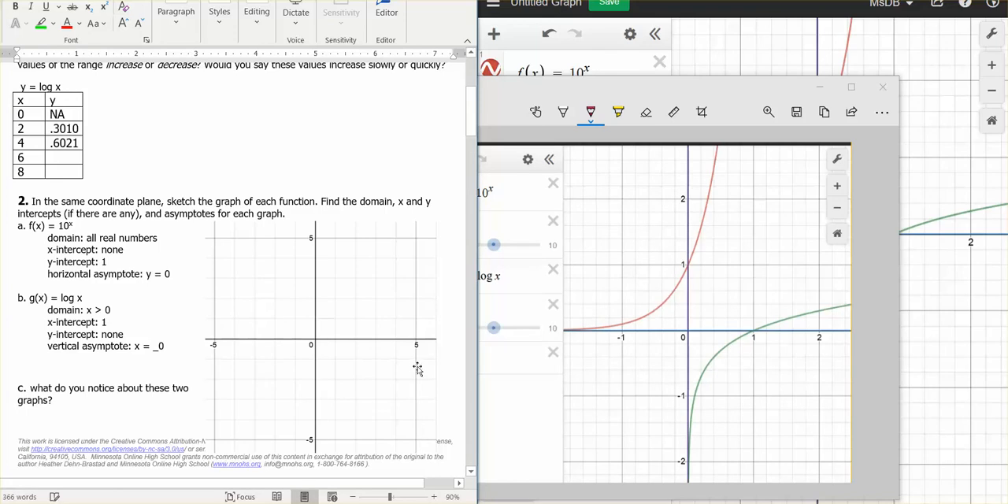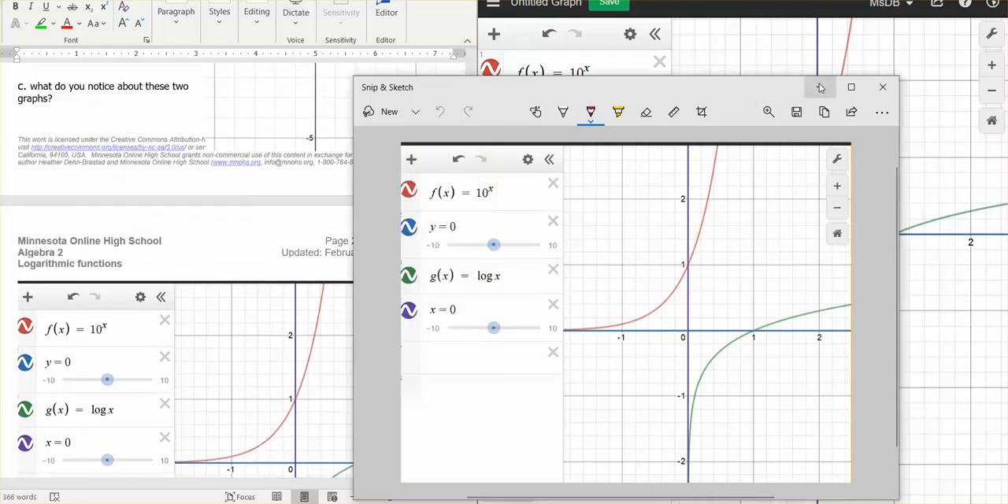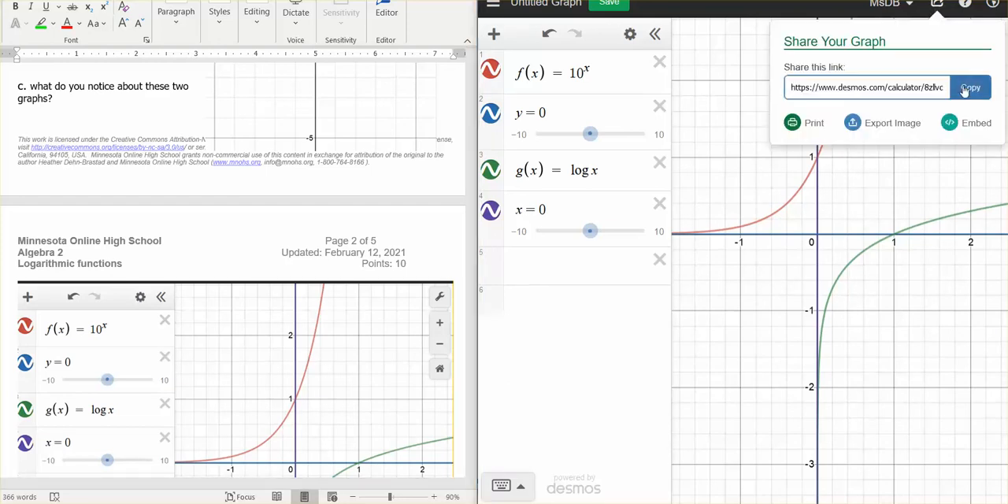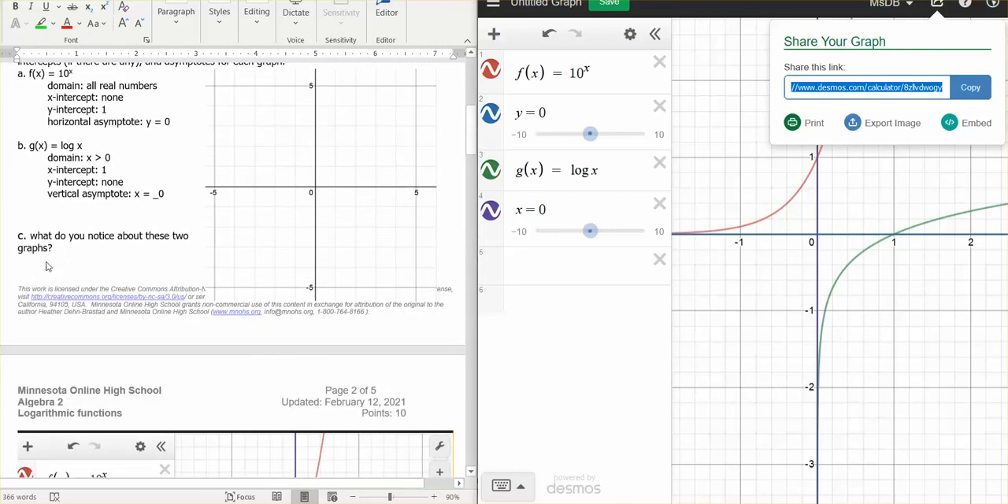And there's my graph. I've got the exponential function 10 to the x. I've got the logarithmic function log of x, and they're both there. And I like this part because then I can see what you were working on. Or you also can use the tool in Desmos. I cut it off just a little bit here. But there's a share it button, and you can get the link, and you could put that on there if you don't want to do a screenshot, or if you're having trouble with your screenshot.